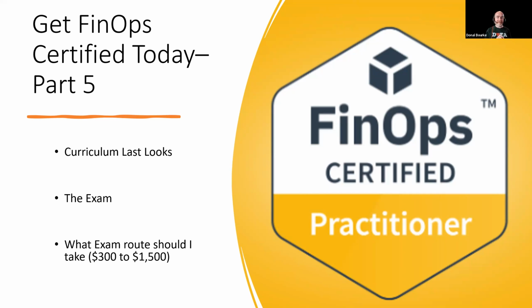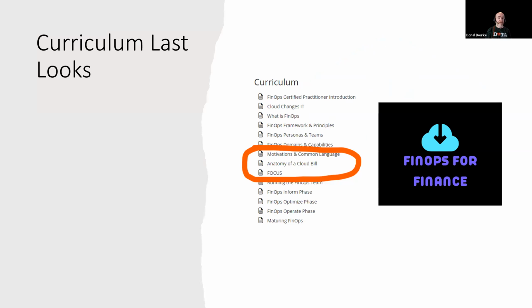guide to success. What we're going to look at today is a final view over the curriculum. I'll go into the exam itself, how it runs, and then what route one should take. You can spend anything from $300 to $1,500, and I'll help navigate through the options there. So first up, we have the curriculum last looks.